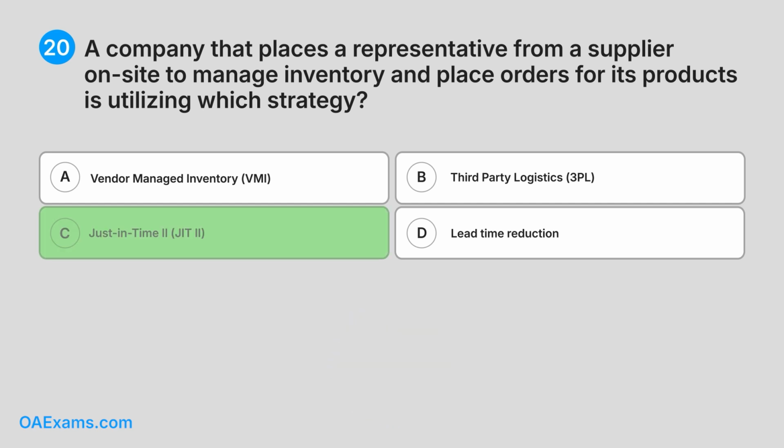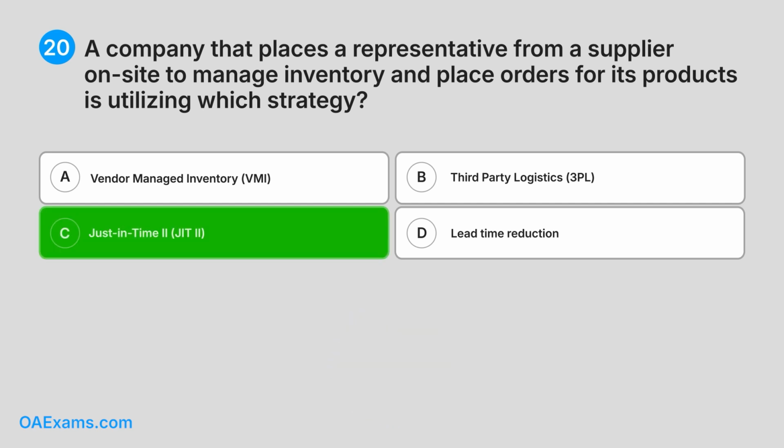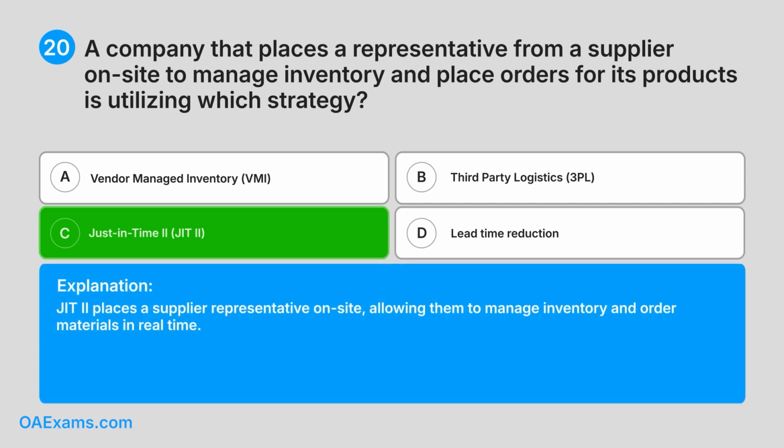Correct answer. C. Just-in-time 2. GT2. Explanation. GT2 places a supplier representative on site, allowing them to manage inventory and order materials in real time.